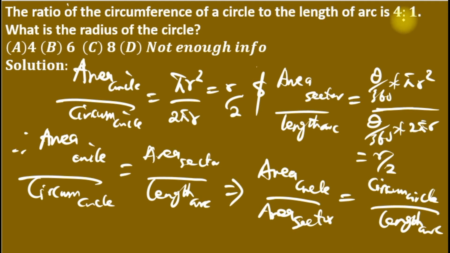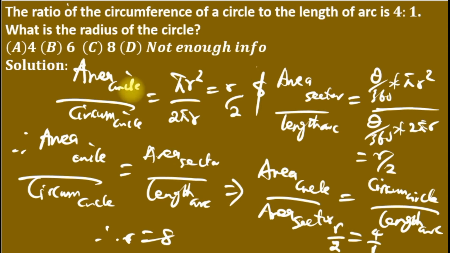So they gave us the ratio of circumference of a circle to the length of arc as 4 over 1, that's 4:1. And area of a circle over circumference, do you remember I told you this? From here you see that they will be equal to r over 2. Because this equals that, this equals the same r over 2, meaning the equation now will be r over 2. So our answer is, therefore, r is 8.